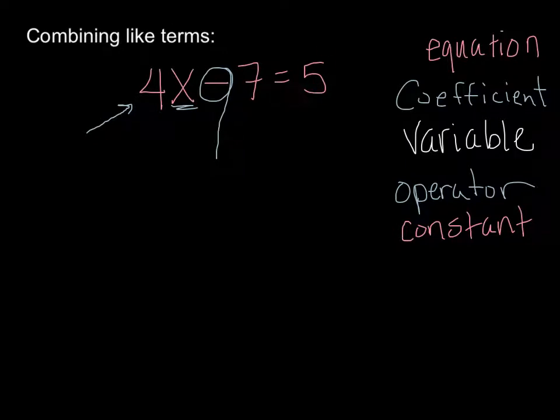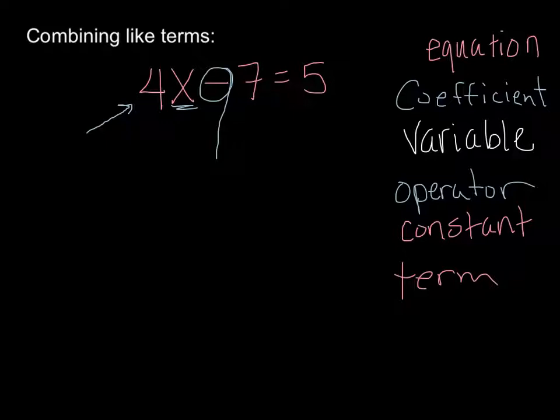I lied to you. There's more than 2. Our last and final vocabulary word is what we're learning today, terms. We need to make sure that we understand what a term is. Now, a term is any of the following. So it's anything that's being multiplied by a variable or a constant by itself.